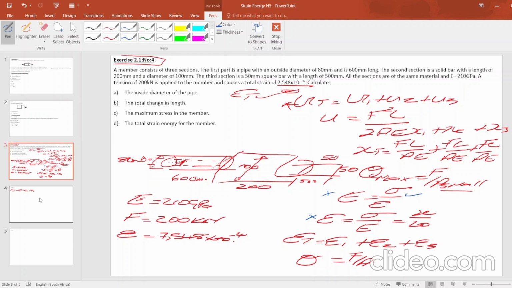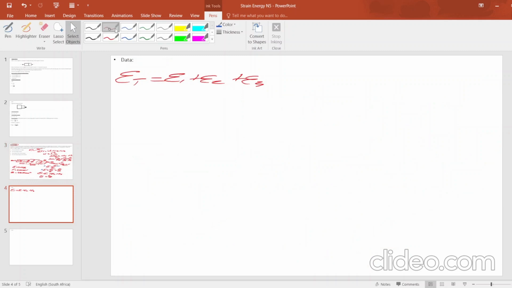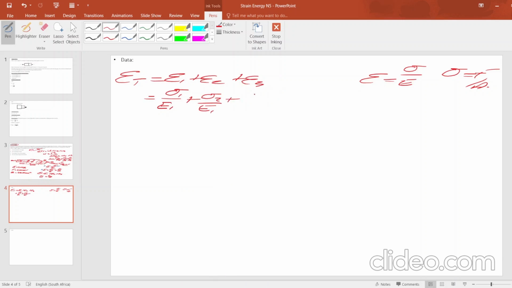Right. Now, we know that in calculating the strain, based on the given information, we have stress over Young modulus. What is the formula for stress? It is force over area. Now, let's go ahead and substitute here the strains with the given formulas. It is stress 1 over Young modulus 1, plus stress 2 over Young modulus 1, plus stress 3 divided by Young modulus 1.